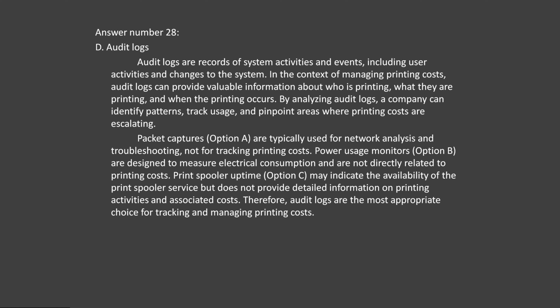Packet captures, Option A, are typically used for network analysis and troubleshooting, not for tracking printing costs. Power usage monitors, Option B, are designed to measure electrical consumption and are not directly related to printing costs. Print spooler uptime, Option C, may indicate the availability of the print spooler service, but does not provide detailed information on printing activities and associated costs. Therefore, audit logs are the most appropriate choice for tracking and managing printing costs.